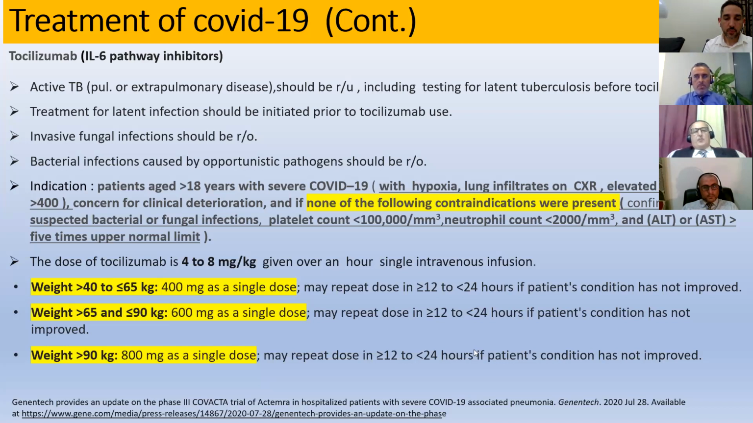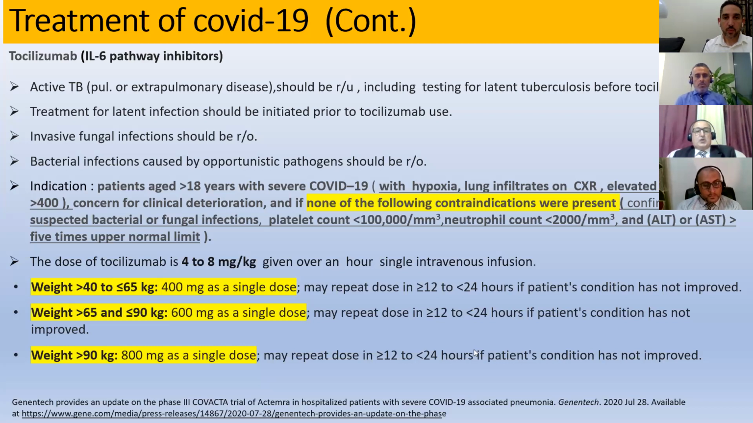It is indicated for patients above the age of 18, those with hypoxia, and those with lung infiltrate or very high CRP and ferritin more than 400. Again, those with clinical deterioration. It should also be noted that it is not used in patients with suspected bacterial or fungal infection, those with thrombocytopenia less than 100 or neutropenia less than 2000, and provided the ALT and AST are less than 5 times the upper normal limit.